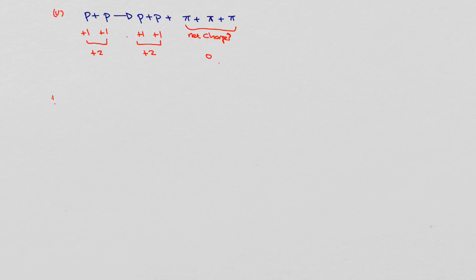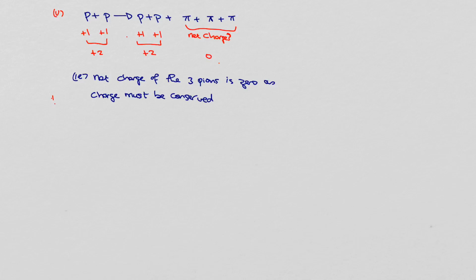So we don't need to state what each of the individual ones are, but we have to be able to justify our answer. So we say, i.e., the net charge of the 3 pions is 0, as charge must be conserved. Okay, so we had 3 marks for saying 0, and then 3 marks for justifying our answer, so that the charge has to be conserved.